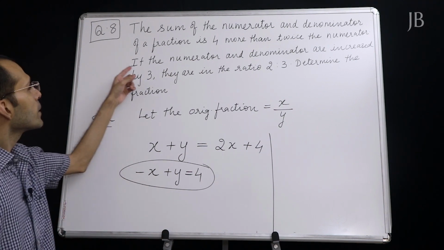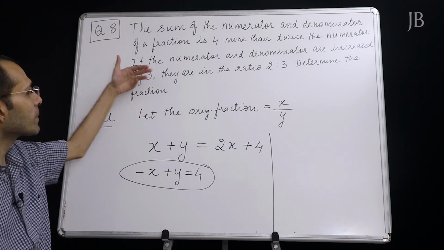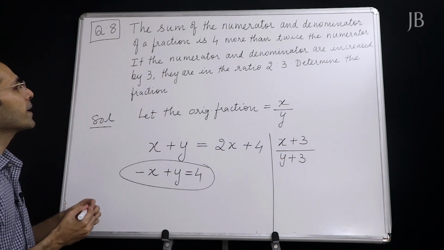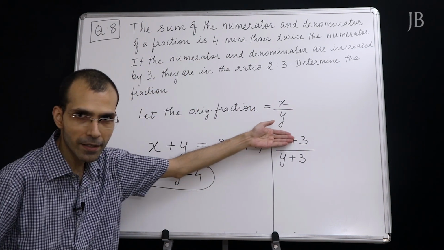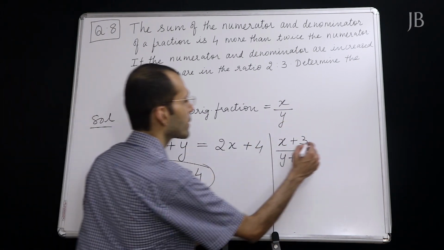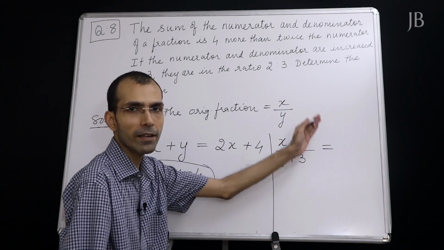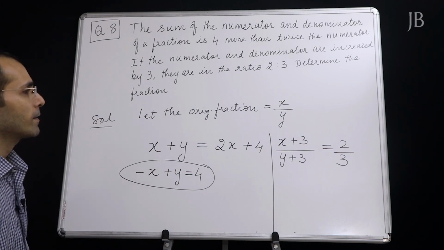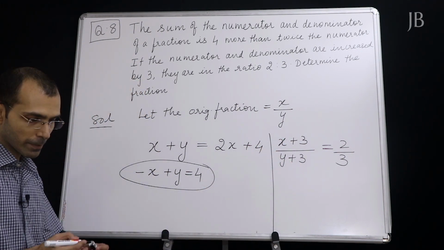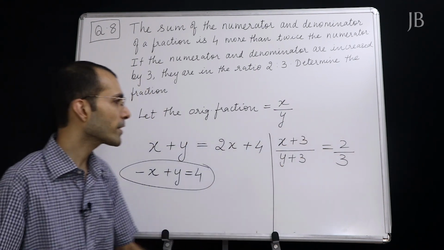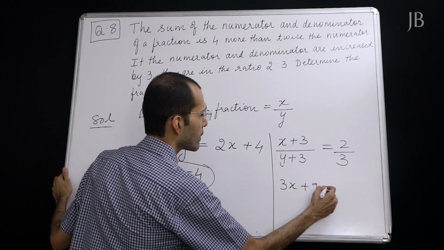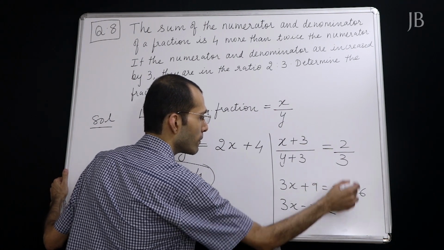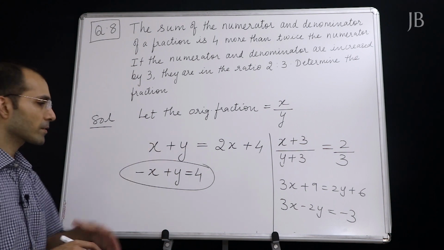What is the second equation now? If the numerator and denominator are increased by 3, we will have x plus 3 divided by y plus 3. They are in the ratio 2 is to 3. That means the new numerator and new denominator are in the ratio 2 is to 3. So I have already taken the ratio here, and on the right hand side I also have to get the ratio, and that ratio is 2 upon 3. Then their ratio is 2 upon 3. So this will be 3x plus 9 equaling 2y plus 6. Simple cross multiplication. So 3x minus 2y will equal minus 3. Keep x and y on one side and numbers on the other side.